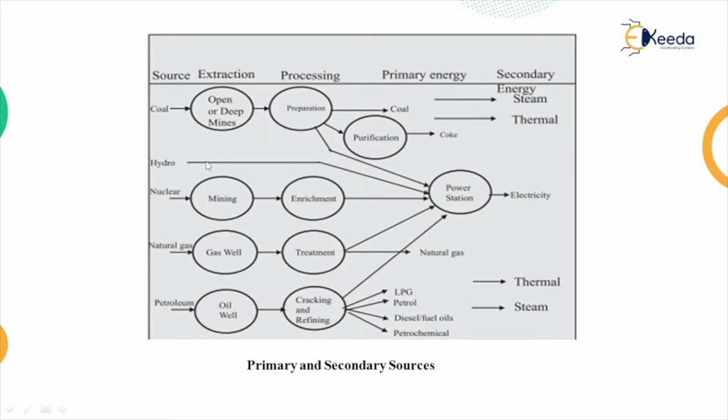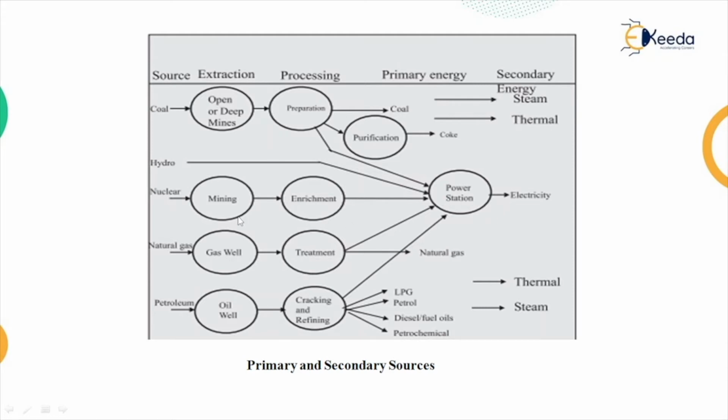Similarly, in hydro, pressurized water is directed onto the turbine blades in the power station, and they rotate. So by using pressurized water, we can convert it into electricity. Nuclear fuel is extracted from mining, and after some processing, it is provided to the power station and converted into electricity.